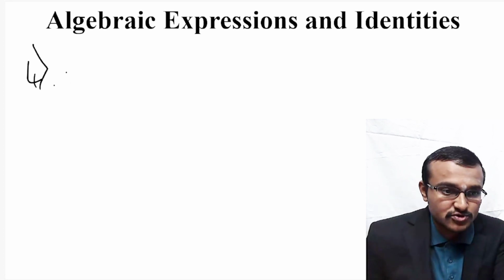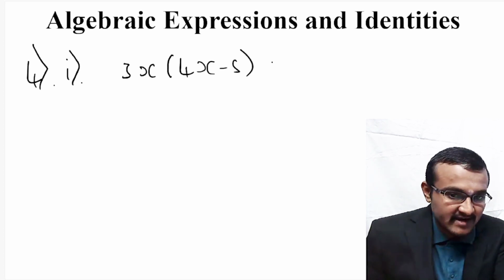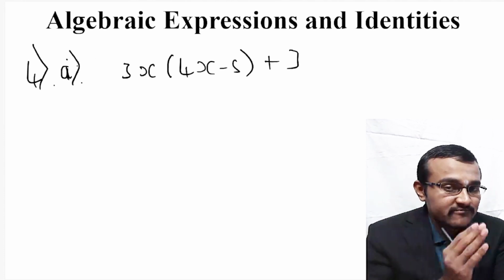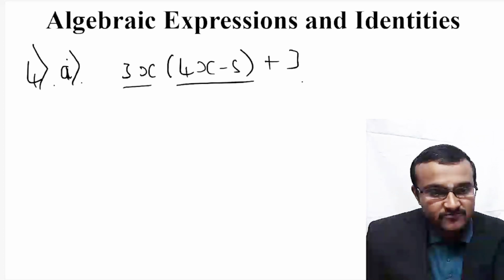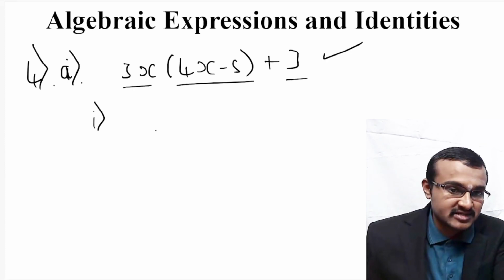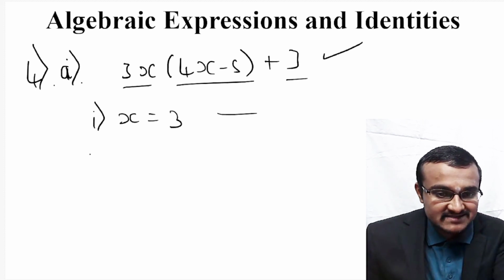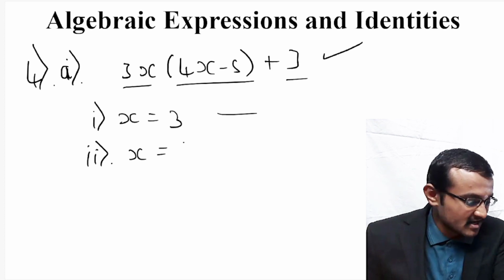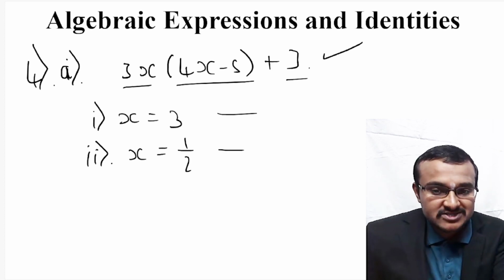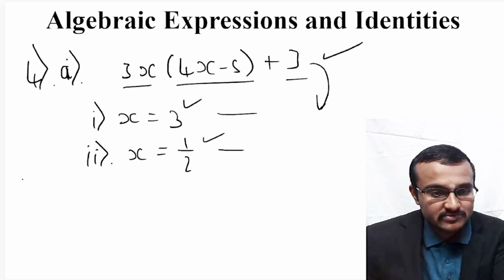So in this fourth question, coming to the first question, there they have actually given 3x into 4x minus 5 plus 3. So here you should actually solve this particular algebraic expression and you should substitute x as 3 and find the answer, and you should substitute x as 1 by 2 and you should find the answer. So first solve this expression and substitute this x as 3 and x as 1 by 2 and find the answer what you will be getting.